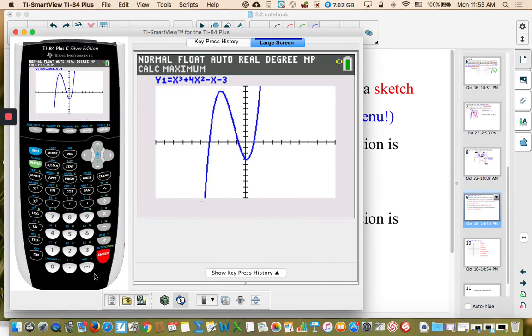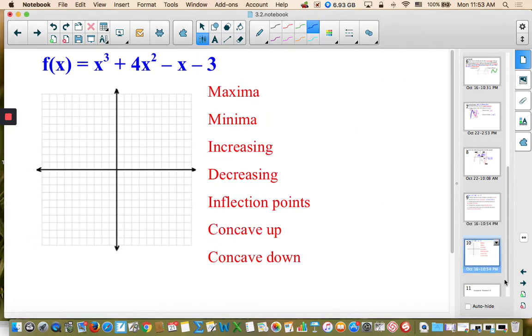And then I'll press enter. And then where it says guess, I can just press enter one more time. And it will give me my maximum, which is right here, negative 2.8, 9.2. So I'm going to start writing my answers down here. So the maxima here is negative 2.8, 9.2.